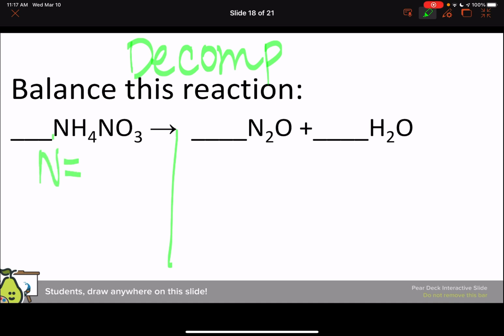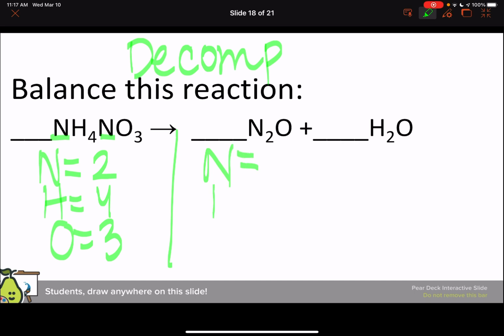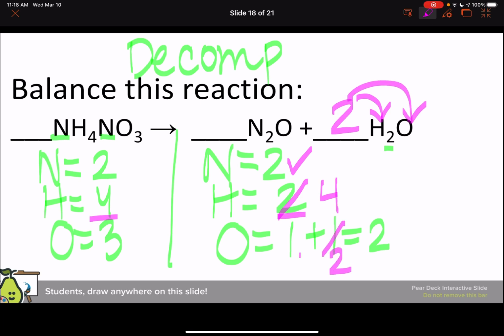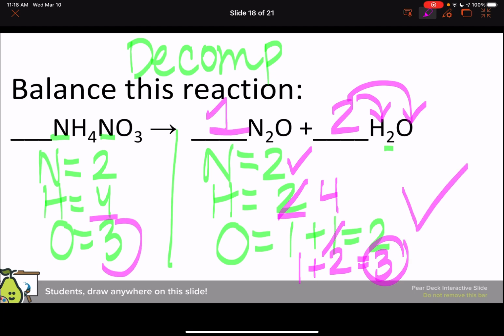Now N is actually in 2 spots, 1 and 2. So we're going to have 2. H will be 4, O will be 3, and then make the same list on the opposite side. So N would be 2, then we have H as 2 over here, and then O is 1 plus 1 gives us 2. So if we notice our N and N look good, then we have a 2 and a 4. How do I make a 2 look like a 4? I need to multiply by 2. So it not only changes H to 4, but it will also change O to 2. So 1 plus 2 gives us 3, and we are now all balanced. We will have to put a 1 and a 1 for this decomp reaction.